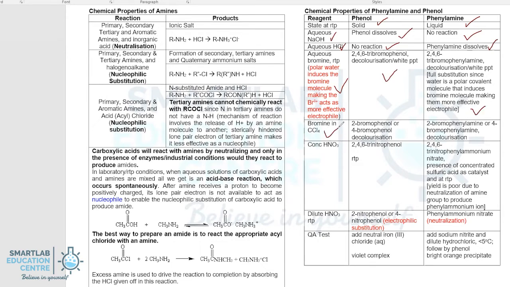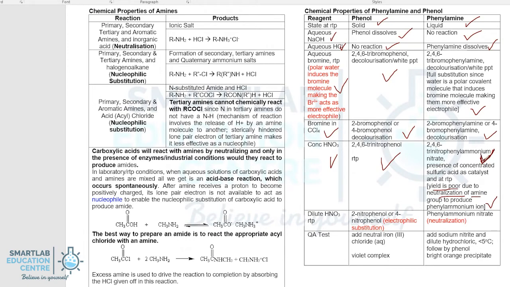In the case of bromine in CCl4, there will only be monobromination. In the presence of conc nitric acid, you will get full nitration in the case of phenol. However, phenylamine would be neutralized by the conc nitric acid to form the phenylammonium ion. The phenylammonium ion's lone pair is no longer available to act as a nucleophile, since it has already accepted a proton. Therefore, we expect the yield of this product to be poor.